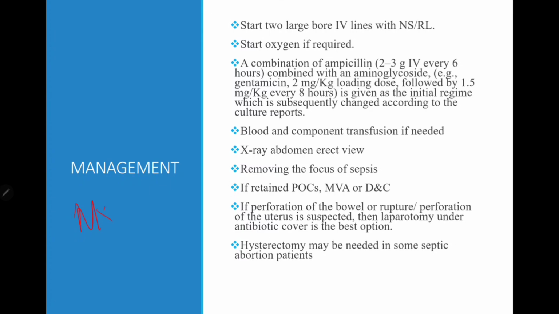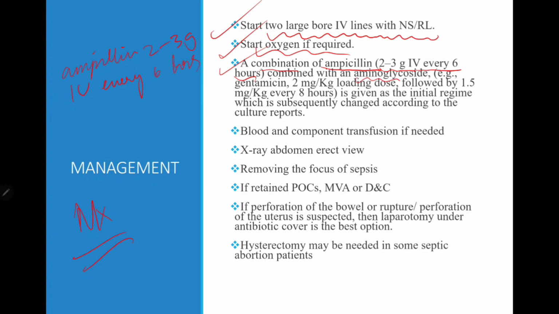Next, how are you going to manage? So management of septic abortion: first we are going to start with 2 large bore IV lines with normal saline or ringer lactate, and we need to start oxygen if required. Very important is a combination of ampicillin, which is 2 to 3 grams intravenously every 6 hours, combined with an aminoglycoside.